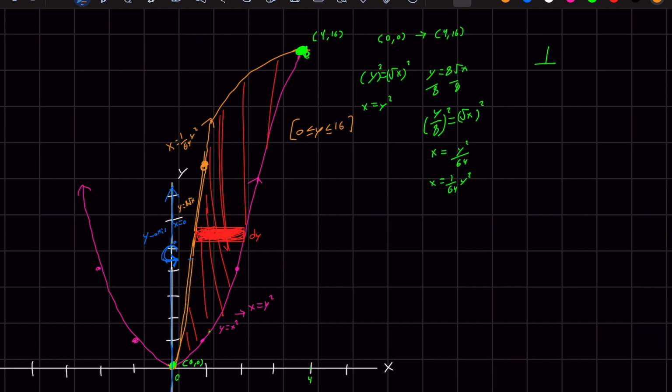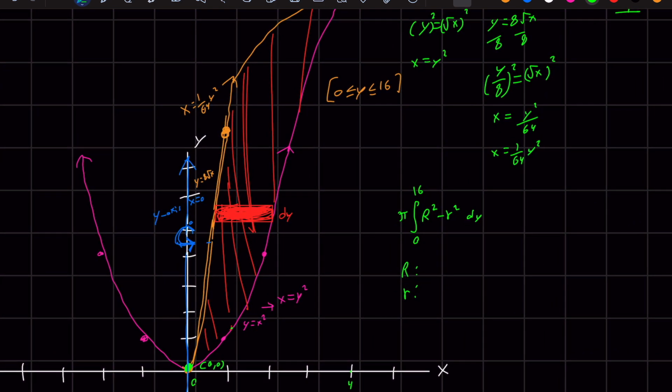And then we know with washers, we have to do pi big R squared minus little r squared. And again, just to reiterate, we're doing everything in dy right now, and it's going to be from 0 to 16. So we have to find big R and little r. So big R is going to be, well, let's look at our axis of rotation.